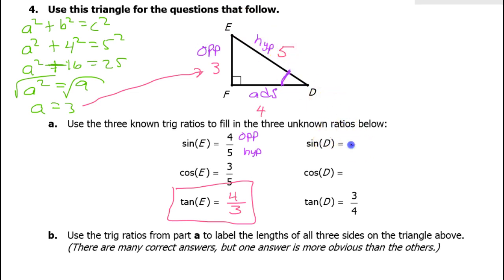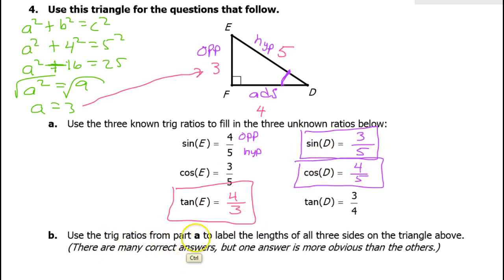So the sine of angle D. Sine is opposite over hypotenuse, so that will be 3 over 5. Cosine is adjacent over hypotenuse, so that will be 4 over 5. Tangent is opposite over adjacent, so we can just confirm that that is 3 over 4, just like we thought. Anyway, these are the three that we had to find.